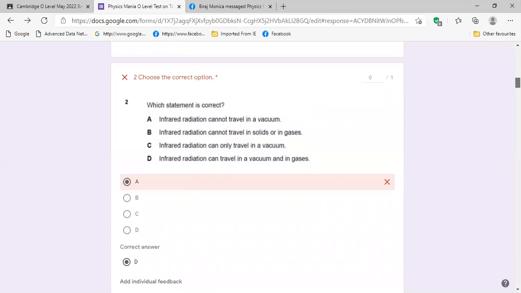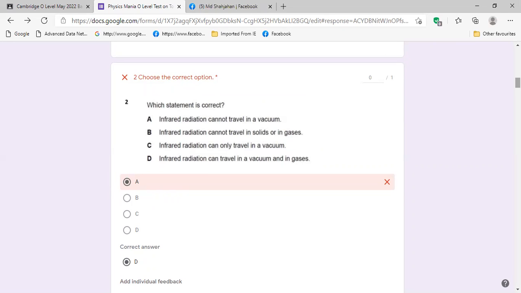This question, question number 2. Can you read it, Lamisa? Of course, sir. Which statement is correct? A. Infrared radiation cannot travel in a vacuum. B. Infrared radiation cannot travel in solids or in gases. C. Infrared radiation can only travel in a vacuum. D. Infrared radiation can travel in a vacuum and in gas.